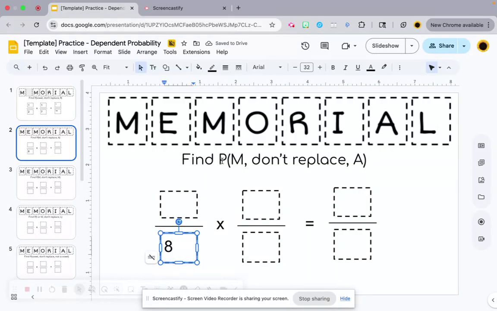I want to find the probability that I choose an M. So looking at all the cards, I see that there are 2 M's. So there's a 2 in 8 chance that I choose that M.